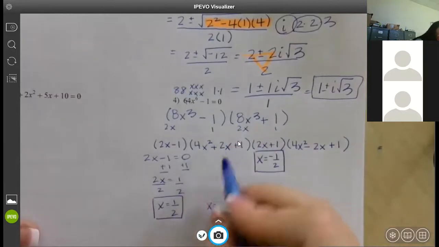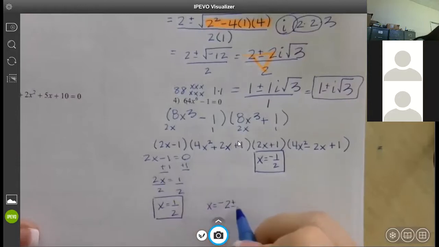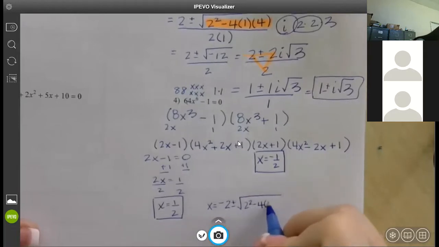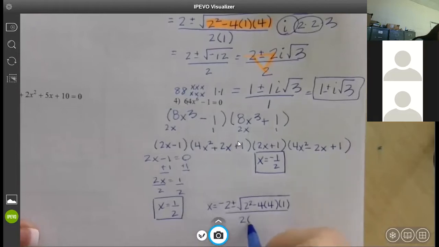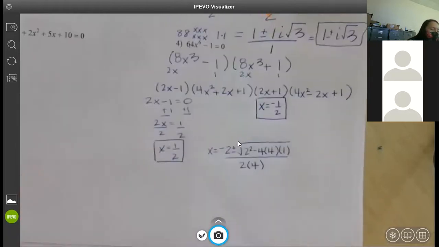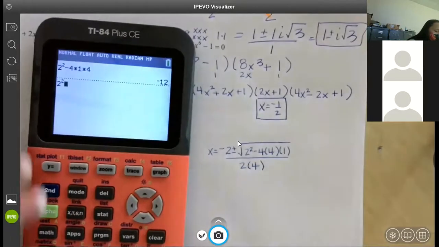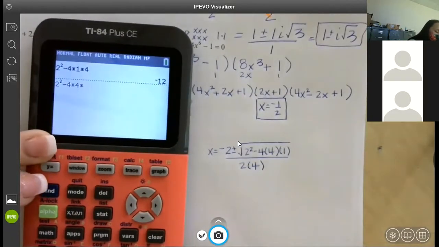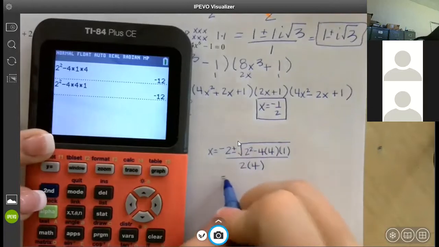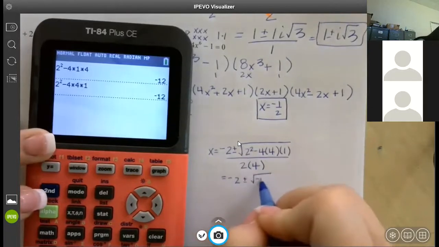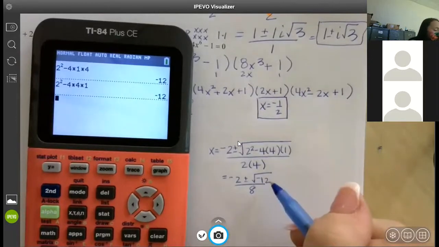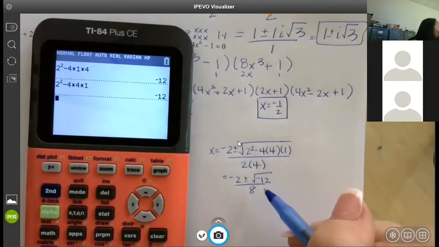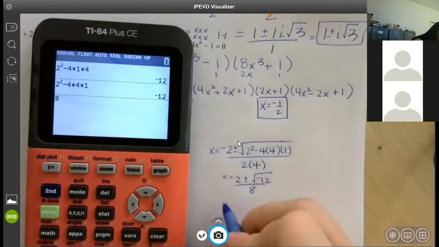X equals negative b would be negative 2, plus or minus the big fat square root. 2 squared minus 4 times a is 4 times c is 1. All over 2 times a. Do the underneath, 2 squared minus 4 times 1. Clean up that negative 12. We've already done that, right? So if you've already done the work, don't redo it, okay? Go back and check it out.